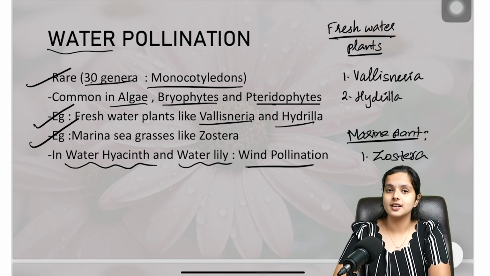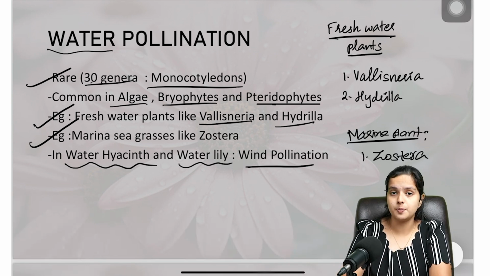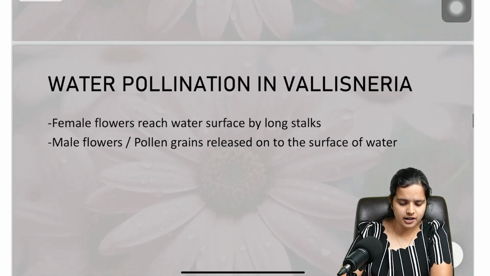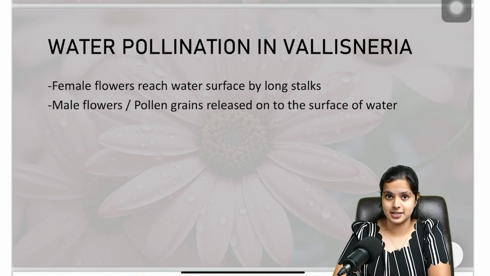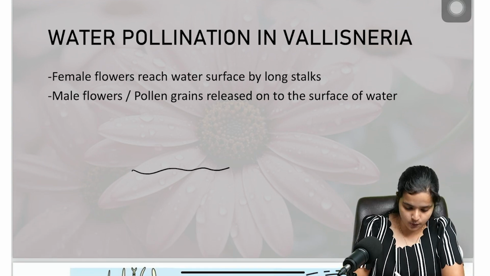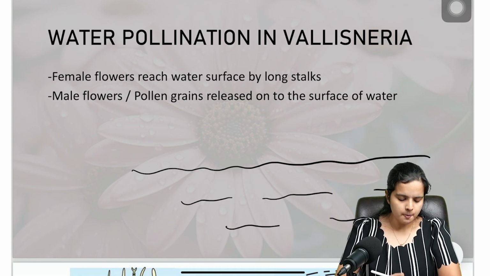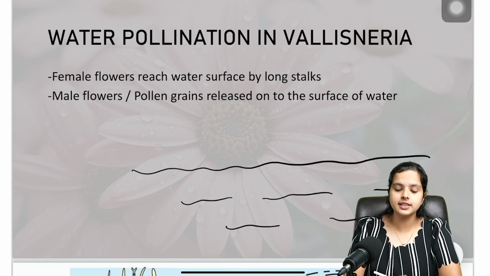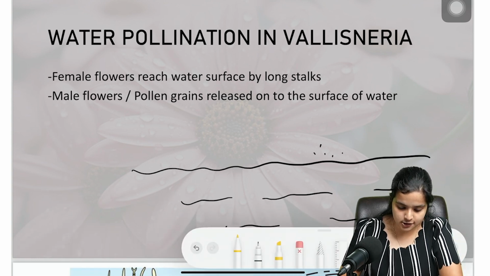So this is what water pollination is. Let's look at examples of water pollination, how it happens in Vallisneria. Water pollination in Vallisneria is really interesting. How does it work? If this is the water surface, imagine the plant is inside. The male flowers will release pollen grains to the surface of the water.